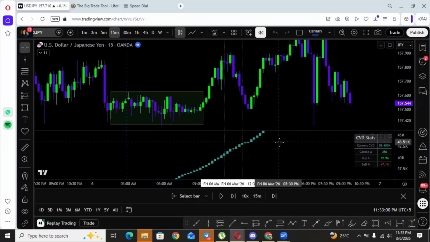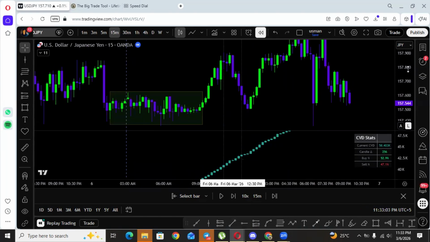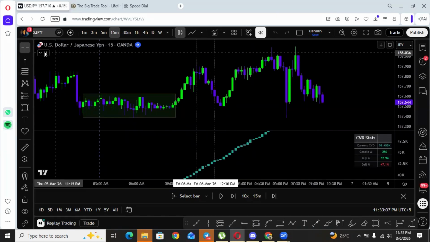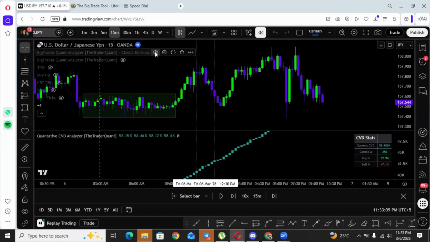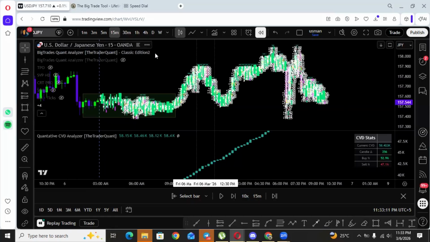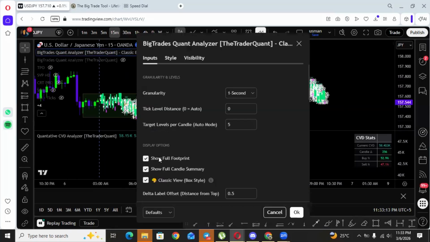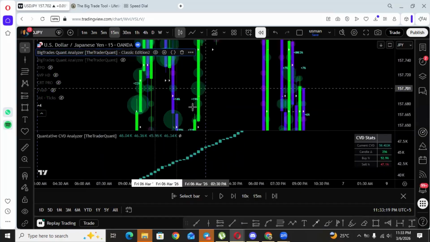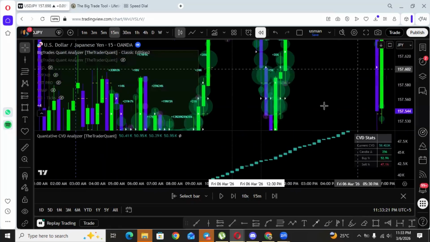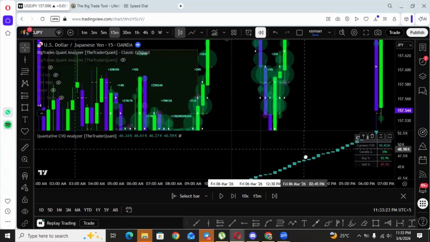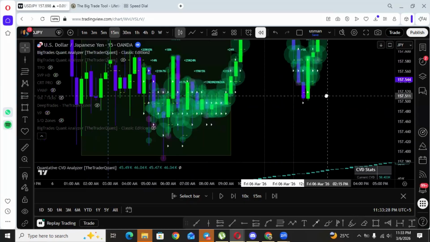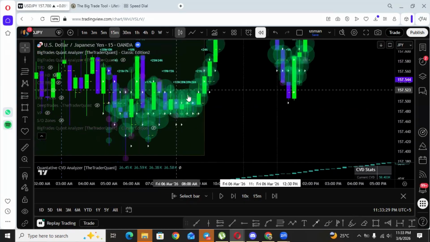Can you turn the circles on now, just to see how it would look like? The bubbles or the circles. Yeah. So let's turn the BigTrades Quant Analyzer on. Let's uncheck these options, then the bubbles will automatically start appearing. You need to expand it and show it like this, because these bubbles show you what happened. So you can see clearly.